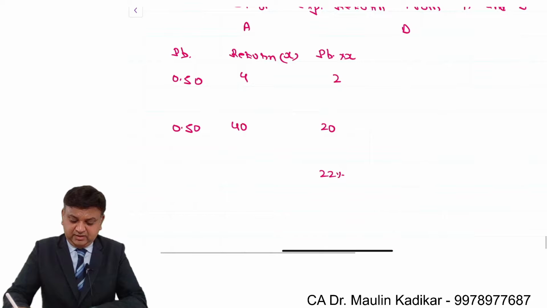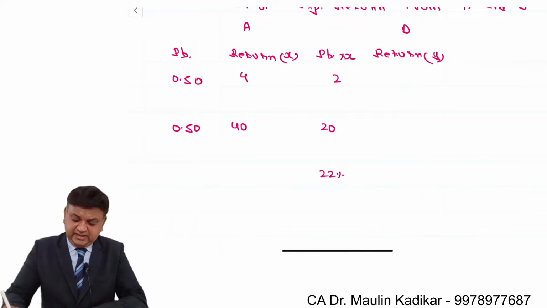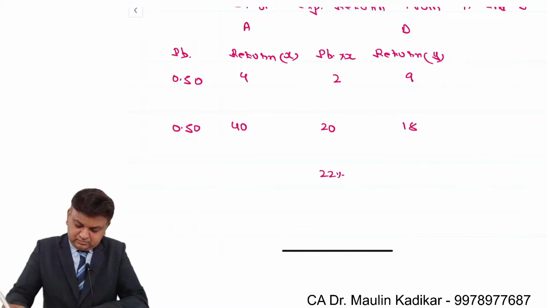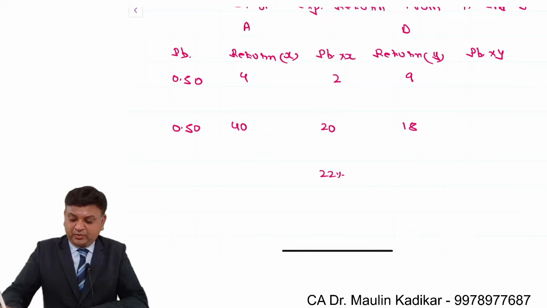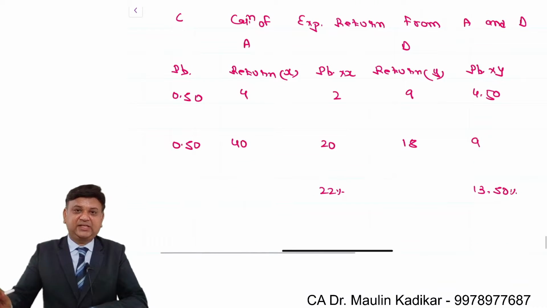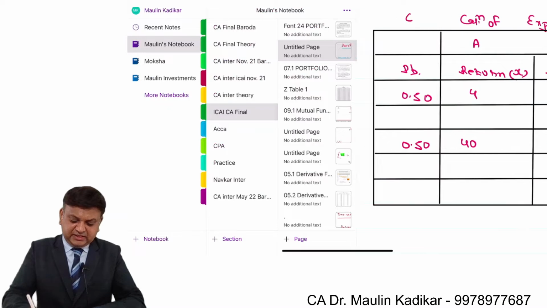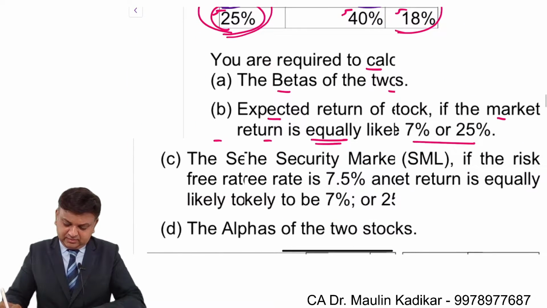And for security D, return, I assign y variable to it. The return is 9 and 18. It is probability into y. So 9 into 0.5 is 4.5. 18 into 0.5 is 9. So the total is 13.5. That is the way the mean return is calculated. So this is the expected return from both of them, considering that the market returns has equal probability.